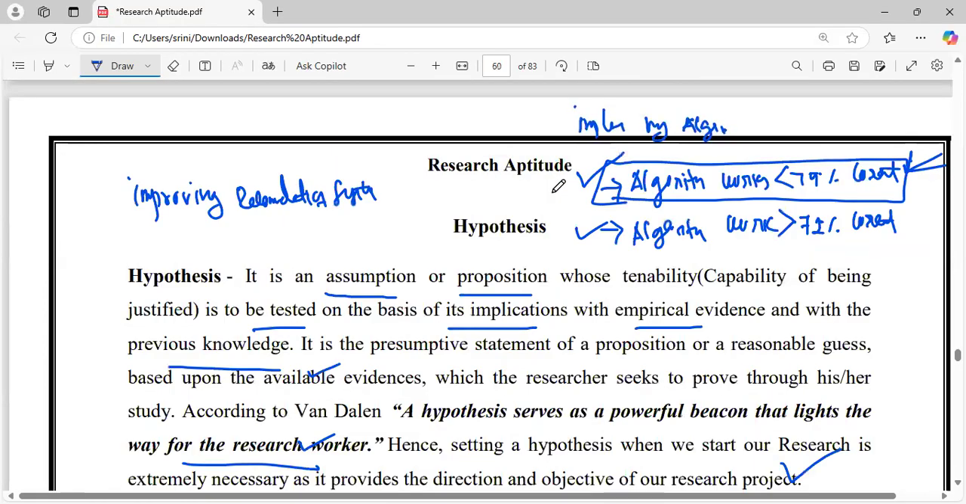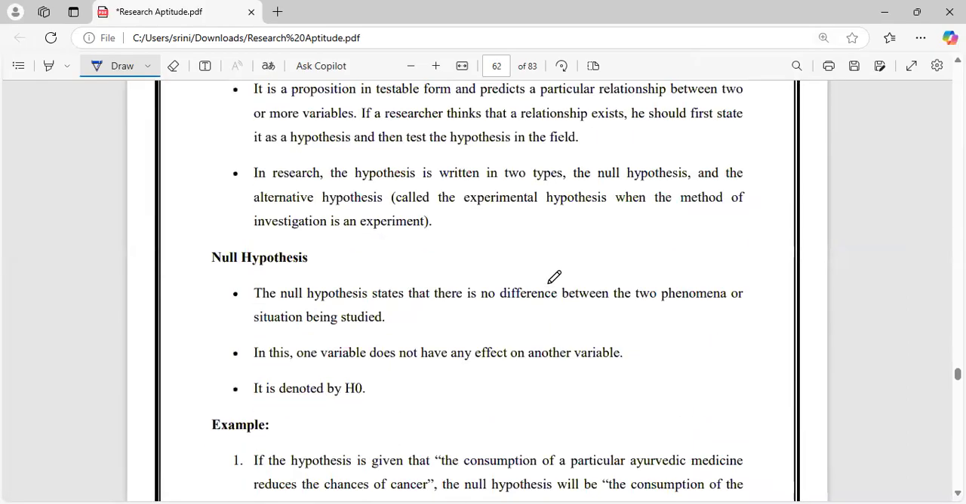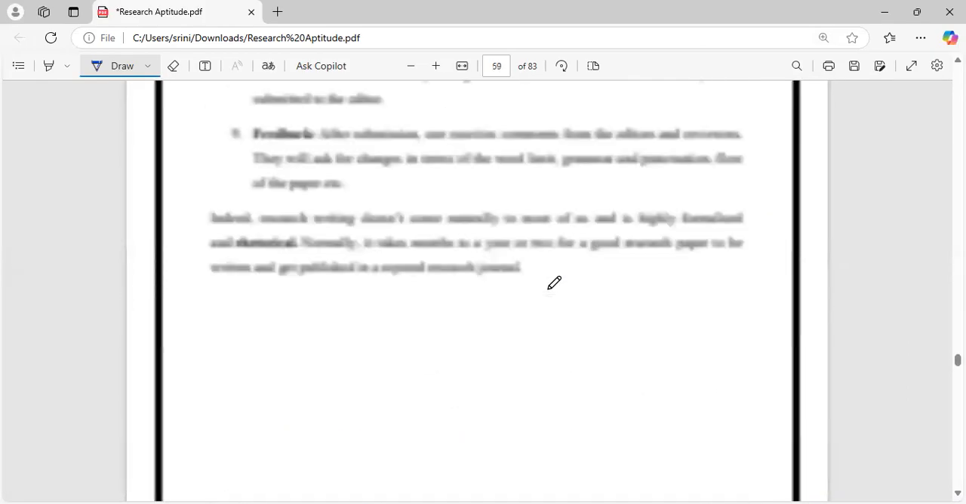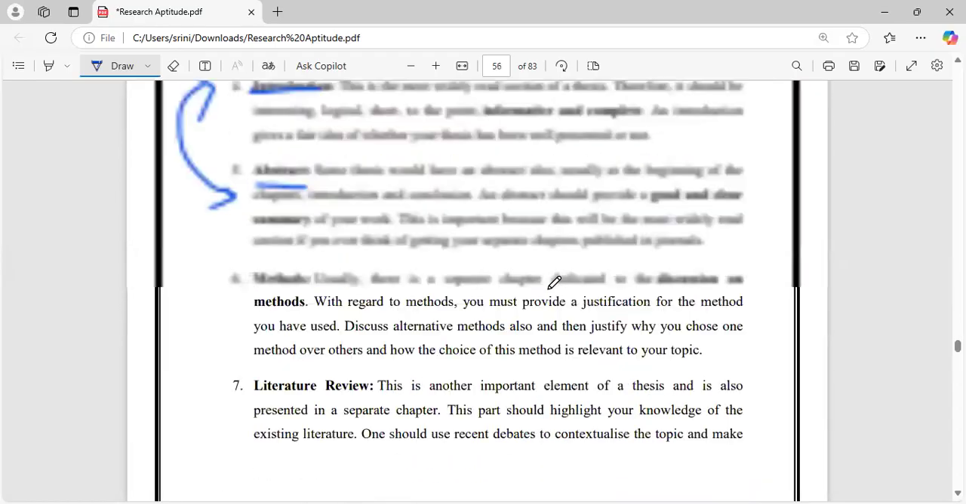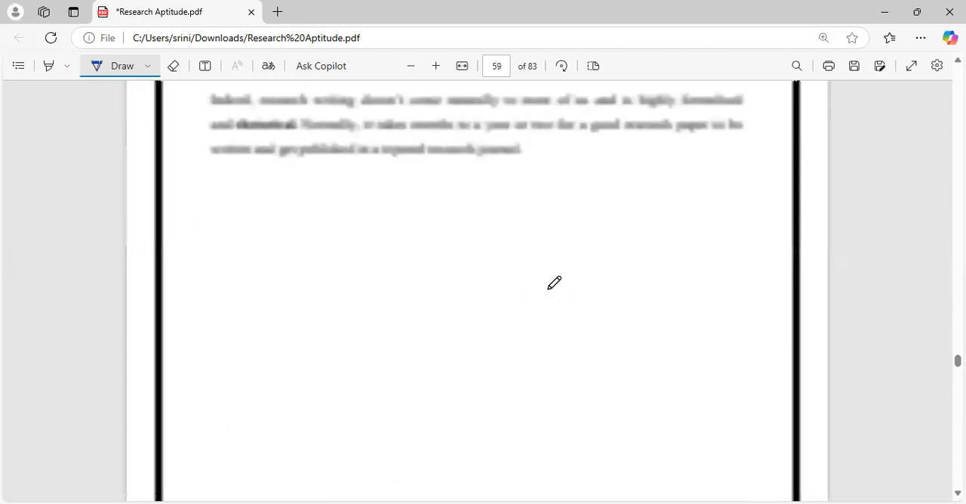So any questions? We have more types of hypothesis to be explored. We have to explore types and examples. So any doubts on today's session? If you have any doubts, we can explain, and then we can end the session. Any doubts?